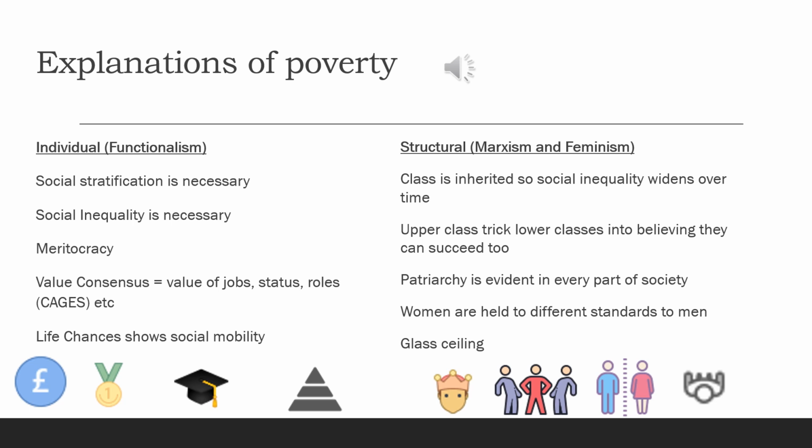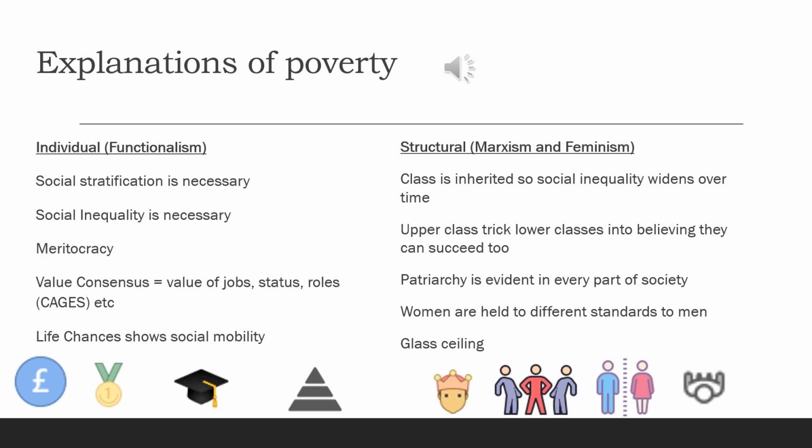We have to be really careful with that because at GCSE we're talking in very broad strokes here. Functionalists would look at individual explanations of poverty. That person has not necessarily chosen poverty, but hasn't chosen social mobility, perhaps. Compare that with Murray in The New Right and his views on welfare, and you'll see two different takes on individual explanations of poverty. Structural explanations of poverty would be your Marxists and your feminists.